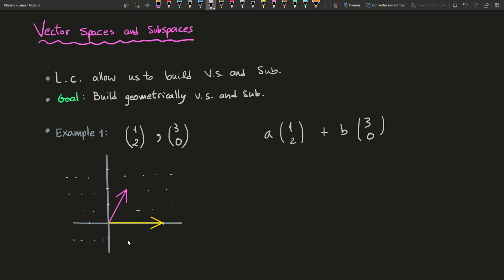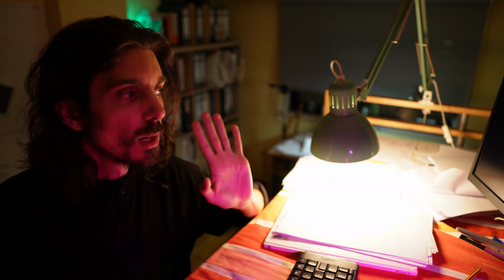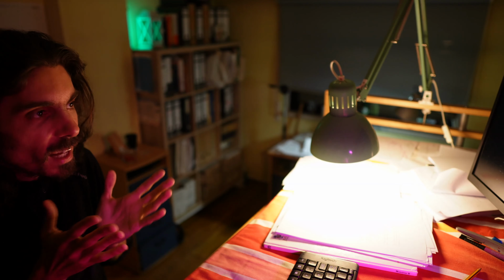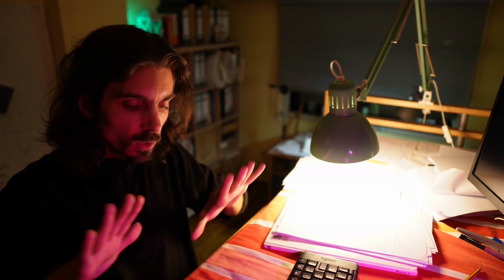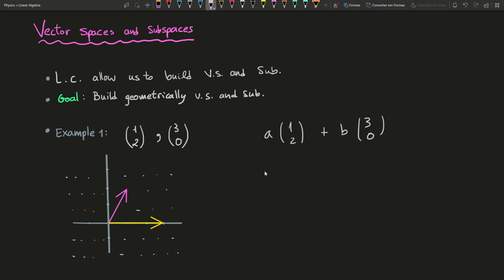Can you see? Another way to put it is that every single point that I'm drawing can be constructed by some appropriate linear combination of (1, 2) and (3, 0). So you have to choose a and b appropriately. So this is the idea. The idea that you can construct this set of vectors starting just from two. And we have a special name for it. It's called the span. The span of the list of vectors (1, 2) and (3, 0).